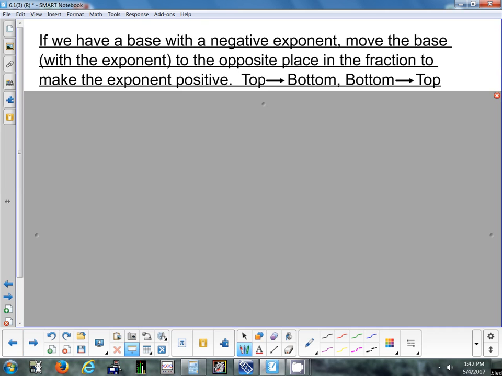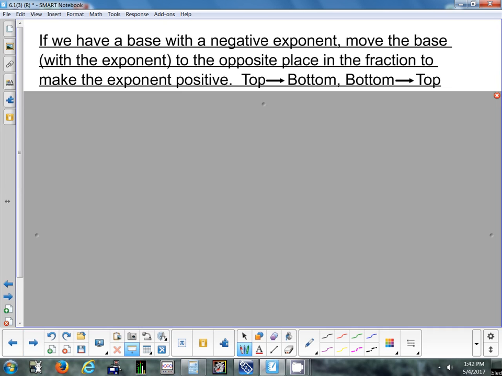All right, so now the idea with negative exponents. We don't want to have to work with negative exponents. So the first thing we're going to do in any problem, if we have a negative exponent, is get rid of it. How do you get rid of it? You have to move it. You have to move the number with the exponent attached.